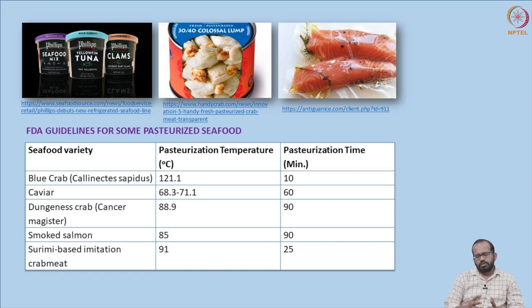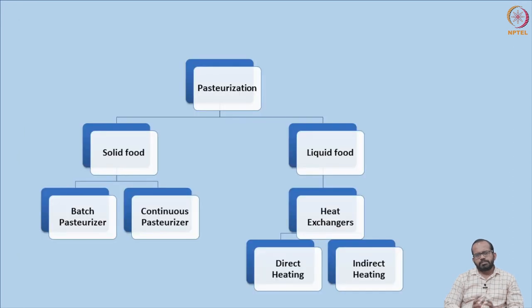91 degrees Celsius for 25 minutes. So these are different kinds of time-temperature combinations that we use for pasteurized seafood products. Pasteurization can in general be divided into two: solid food pasteurization and liquid food pasteurization. In solid food pasteurization, both batch pasteurizers as well as continuous pasteurizers are used. On the other hand, in liquid food pasteurization, heat exchangers are generally used.